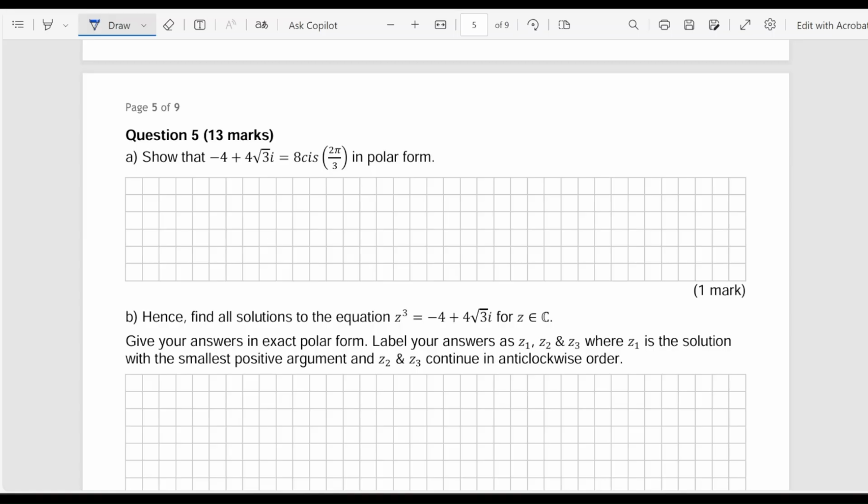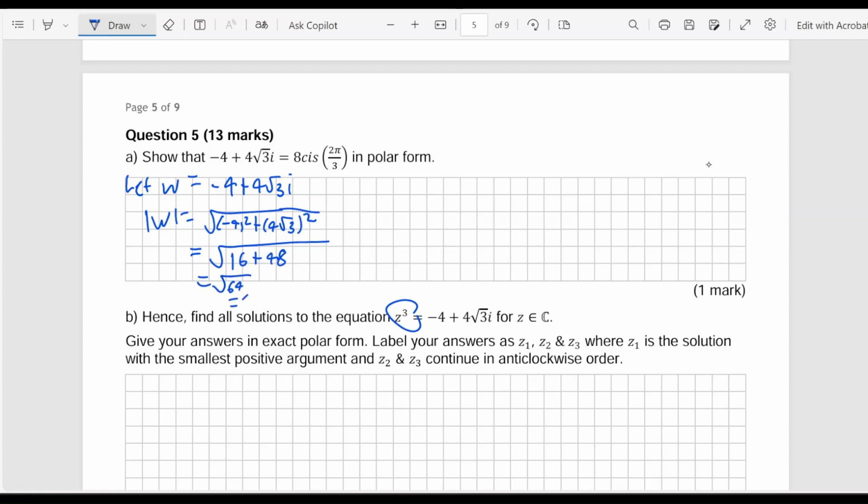So let z equal, I might use a different letter because we're about to use z there. Let's use w. W is not in use. W is minus 4 plus 4 root 3 i. Mod w is root of minus 4 squared plus 4 root 3 squared, which is going to give you a square root of 16 plus 3 times 16, 48, which is going to give you a root of 64, which is 8. So that's good.